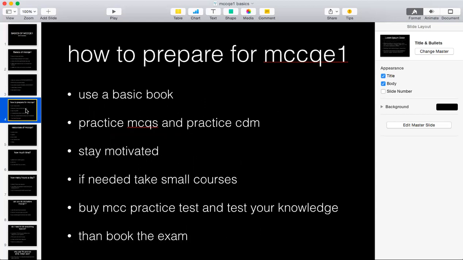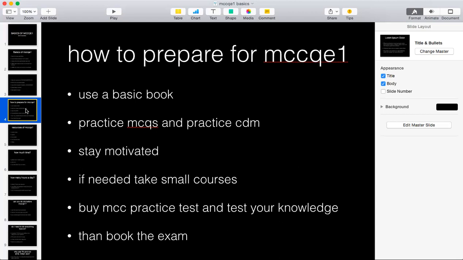Now coming to the next one, how you prepare for MCCQE1. Use a basic book. Let's suppose Toronto Notes, MTB, First Aid, whichever book you want to choose. It's totally up to you. Use a basic book and practice MCQs and CDM. You can use MCQs as CDM questions too. Let's suppose if you hide the answer options, it will become a CDM question. So you can choose MCQs, and on that basis, you can practice CDM as well.